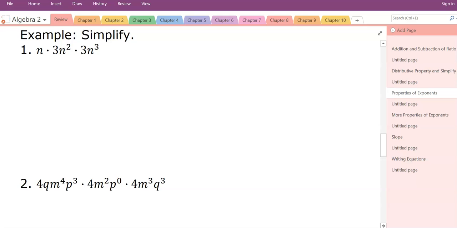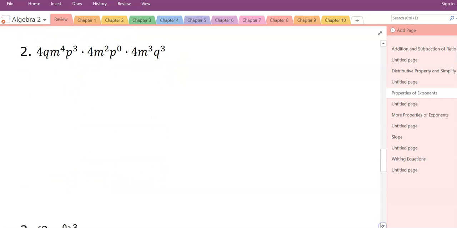For this first example, I would start by multiplying my 3's. 3 times 3, which is 9. Now for my exponents, this first one has just a letter by itself. It technically has an exponent of 1. So for the n's, you're going to do 1 plus 2 plus 3. So this is going to be 9, and then n to the sixth power.